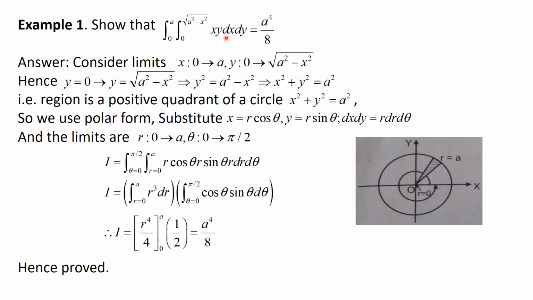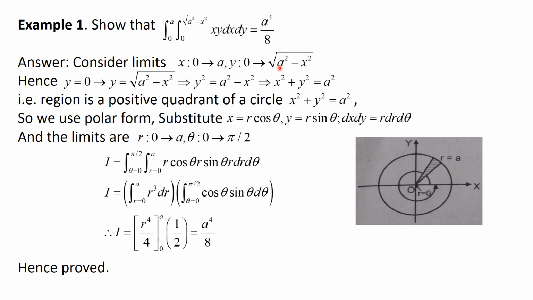Now the xy system is given, that is the Cartesian system, where these are the limits for y, that is y equal to 0 to y equal to root of a square minus x square. So considering the result in terms of y, which is varying from 0 to root of a square minus x square, and x varies from 0 to a.